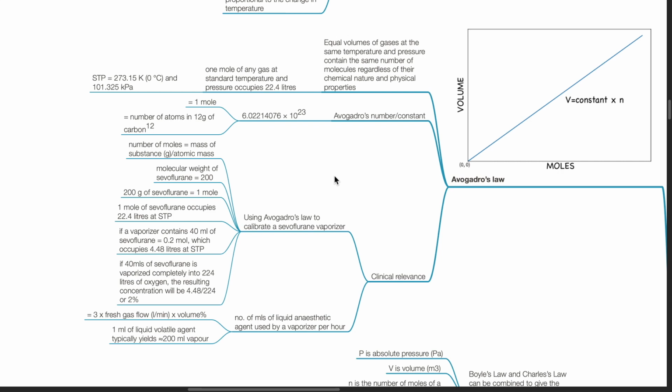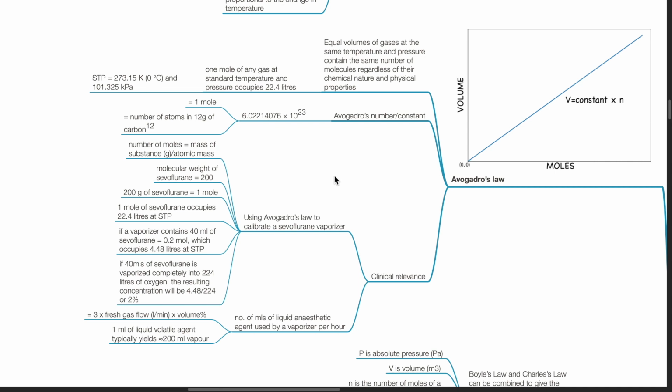If a vaporizer contains 40 ml of sevoflurane, which is equivalent to 0.2 moles, this occupies 4.48 liters at standard temperature and pressure. If 40 ml of sevoflurane is vaporized completely into 224 liters of oxygen, the resulting concentration will be 4.48 divided by 224, or 2%.